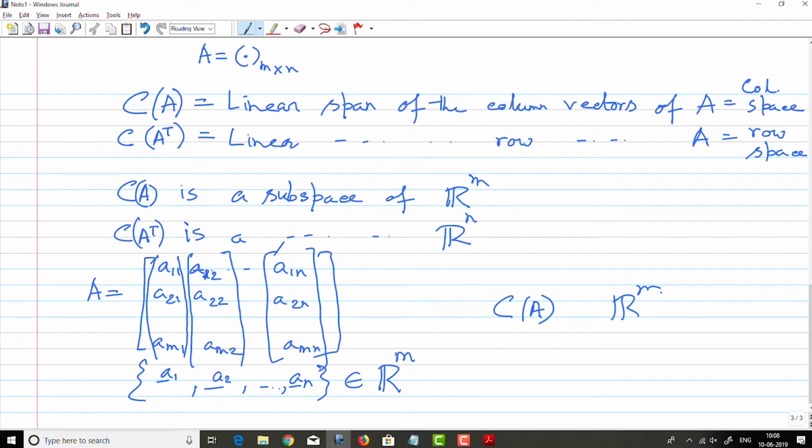How can we prove it? We prove the general result, right? CA is the linear span of these vectors a1, a2, an, and the linear span of vectors is a subspace. So this will be a subspace of Rn, and that's why we say that this is a subspace of Rn.